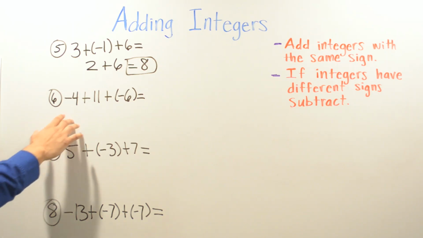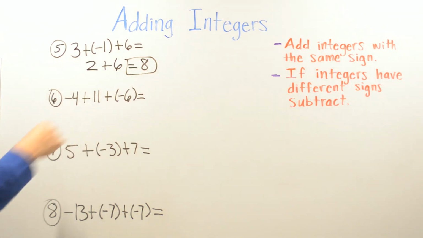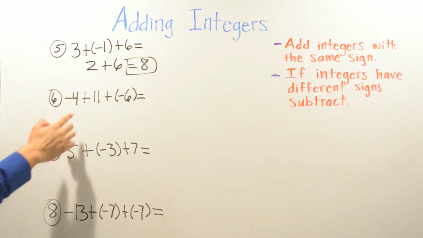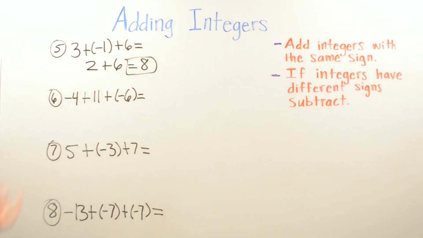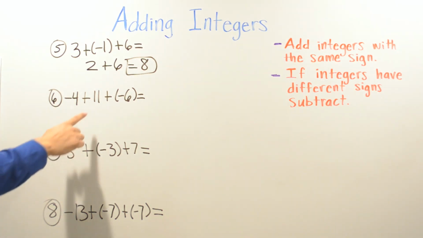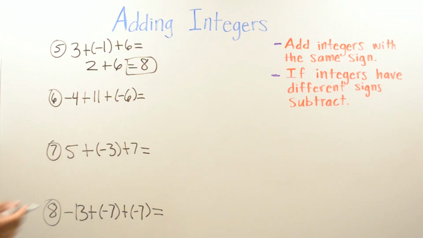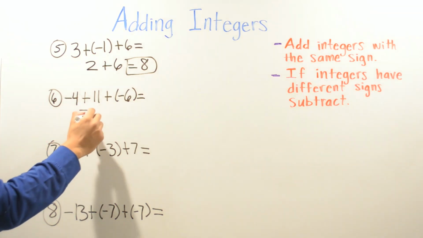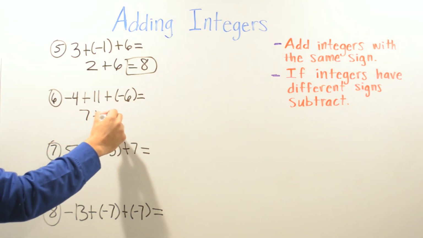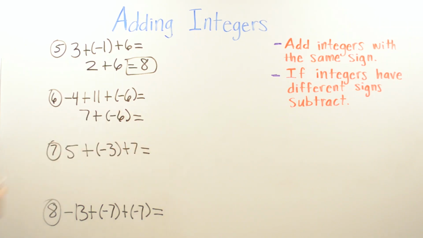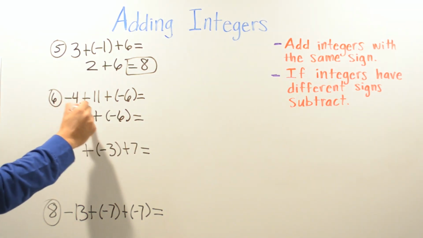So then we're going to go ahead and do -4 plus 11. Same thing. Which is bigger, 4 or 11? 11. What sign's in front of 11? Positive. So our answer is going to be positive. So we're going to go ahead and subtract. 11 minus 4 is going to be 7. Plus, we bring down the -6. Okay.